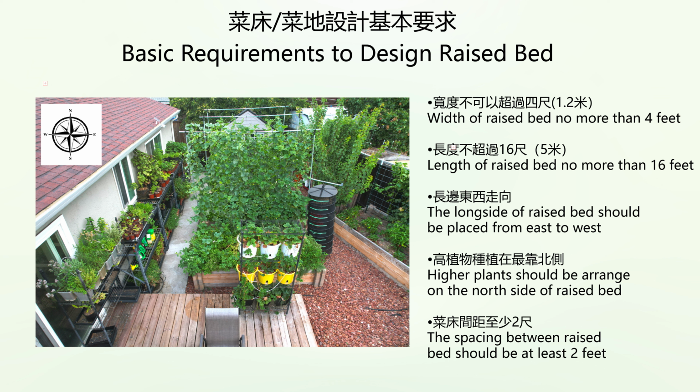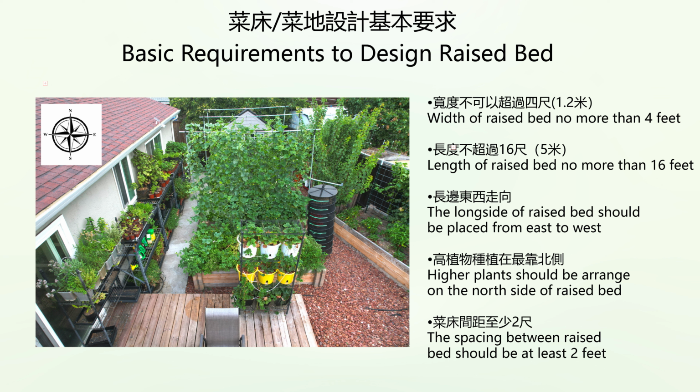Third, the long side of the raised bed should ideally run from east to west. This will allow for maximum sunlight, as I have discussed in previous videos about light and shadow. So the long side is oriented east-west, with the short side facing north and south.